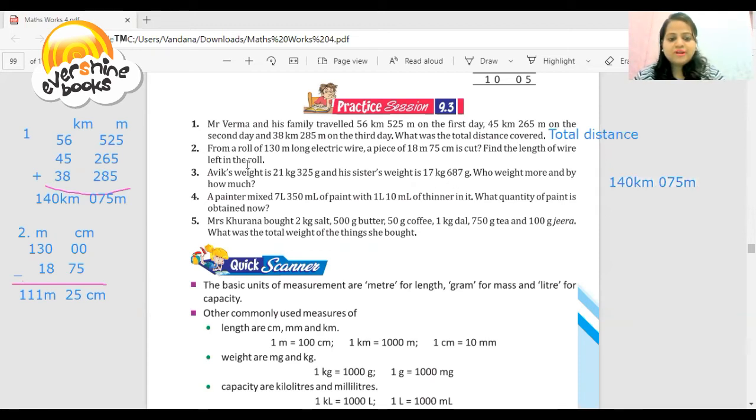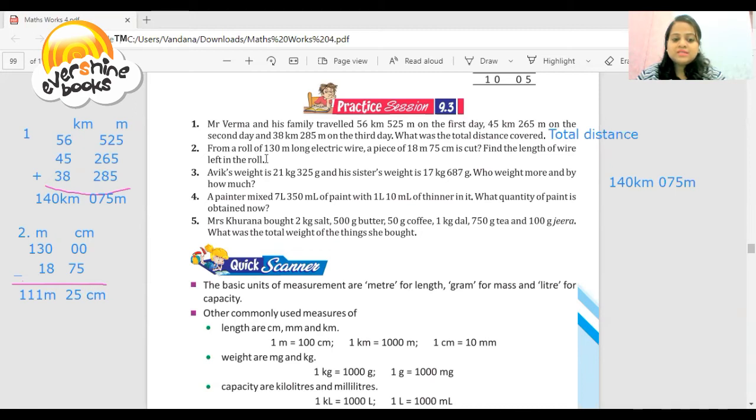Now, from a roll of 130 meter long electric wire, a piece of 18 meter 75 centimeter is cut. Find the length of wire left in the roll. In this second question, you have to write in meter form and in centimeter form. So 130 is meter. In centimeter, there is no centimeter, so you have to write 0, double 0. And a piece of 18 meter and 75 centimeter is cut. So write here 18 meter and 75 centimeter. Then after you have to do the subtraction.